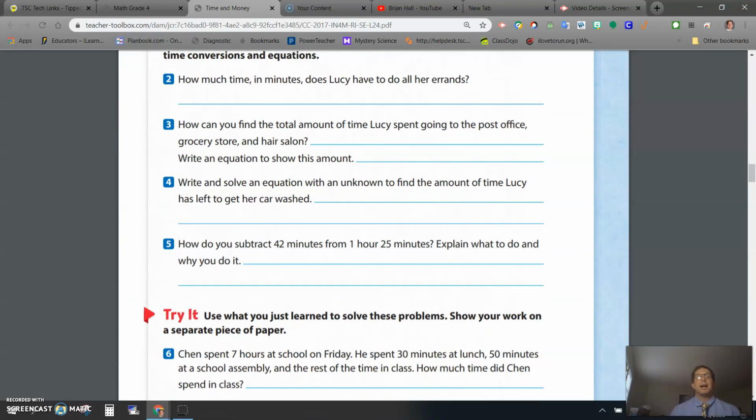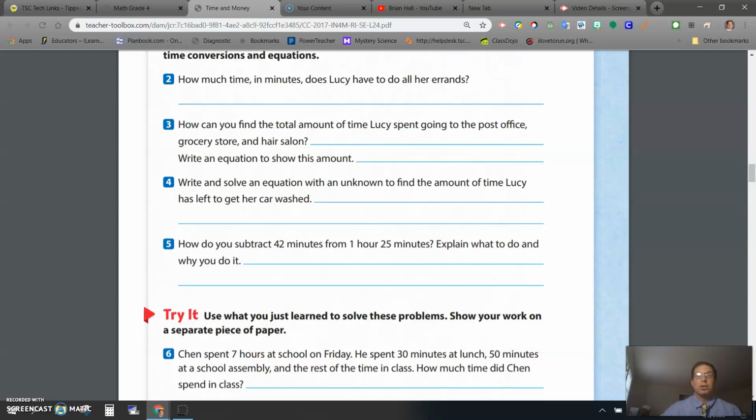Number 2, how much time in minutes does Lucy have to do all of her errands? Well, it actually did it for us in the previous one. 60 times 2 was 120 minutes, so you should put 120 on number 2. Number 3, how can you find the total amount of time Lucy spends going to the post office? I just did that in the previous one. That's what I wrote down on the side. You would add them all together.